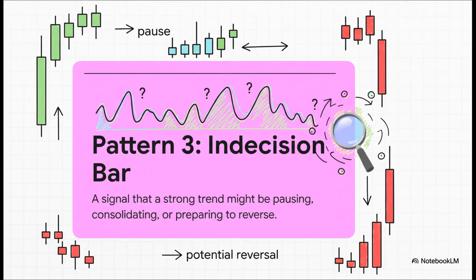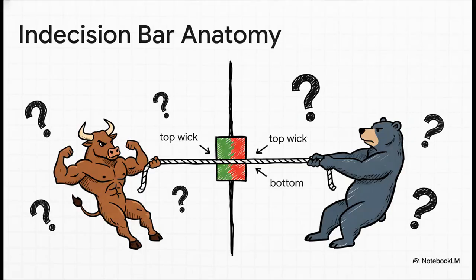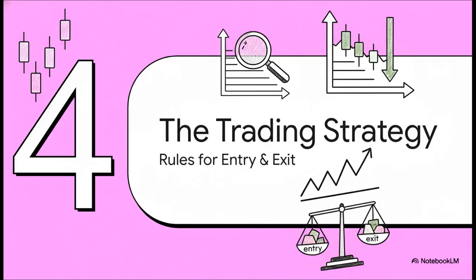It's a heads up that a strong trend might be taking a breather, or maybe even getting ready to turn around. With this one, don't even worry about the color. It can be green or red. The only thing that matters is that it has wicks on both the top and the bottom. When you see that, it's a sign of a tug of war. Buyers and sellers are fighting it out, and nobody's really winning. It's pure uncertainty.